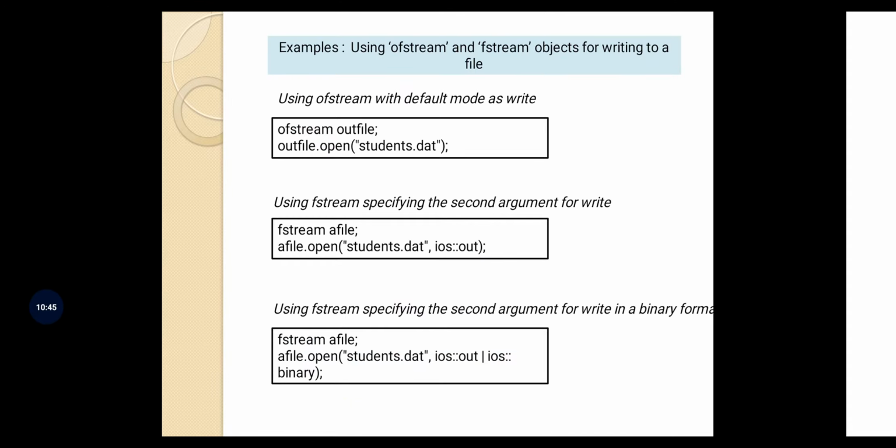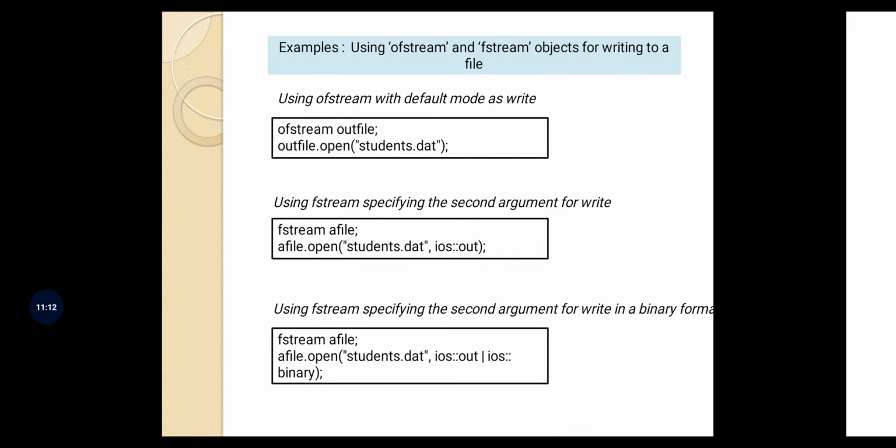And what I'm doing here is I am using two modes. So I'm opening this file for writing, that is out, and along with that I have appended here, using a bitwise operator, the binary format. So here I'm opening a file for writing and that file is of a binary file format.